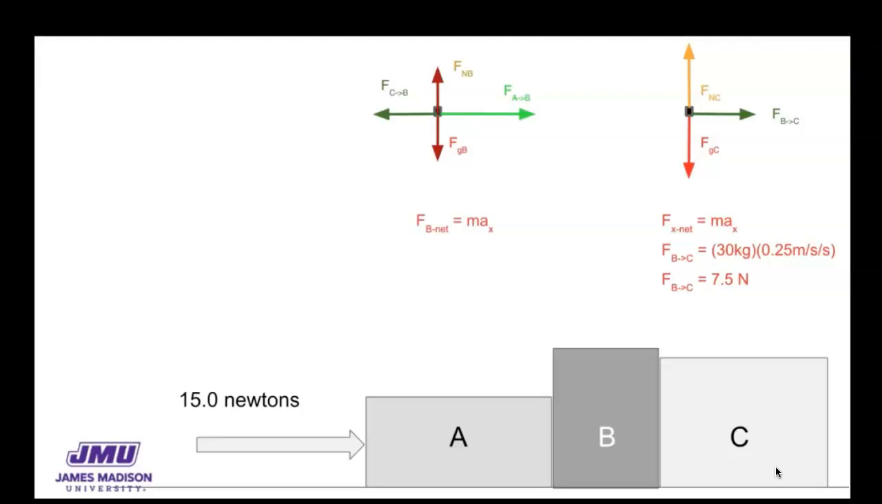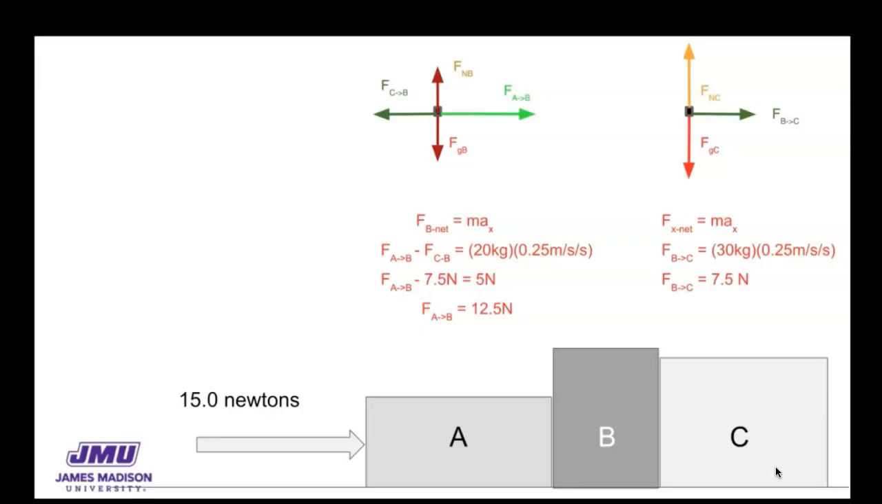The net force on box B is equal to the mass of box B times the acceleration of box B. The net force on box B is A is pushing B to the right, minus C, which is pushing B to the left, and the mass is given 20 kilograms. We just found the force between B and C is 7.5 newtons. From the perspective of box C, that was positive, but from the perspective of box B, that's negative because it's to the left. Therefore, the force with which box A is pushing on box B is 12.5 newtons in a positive direction.